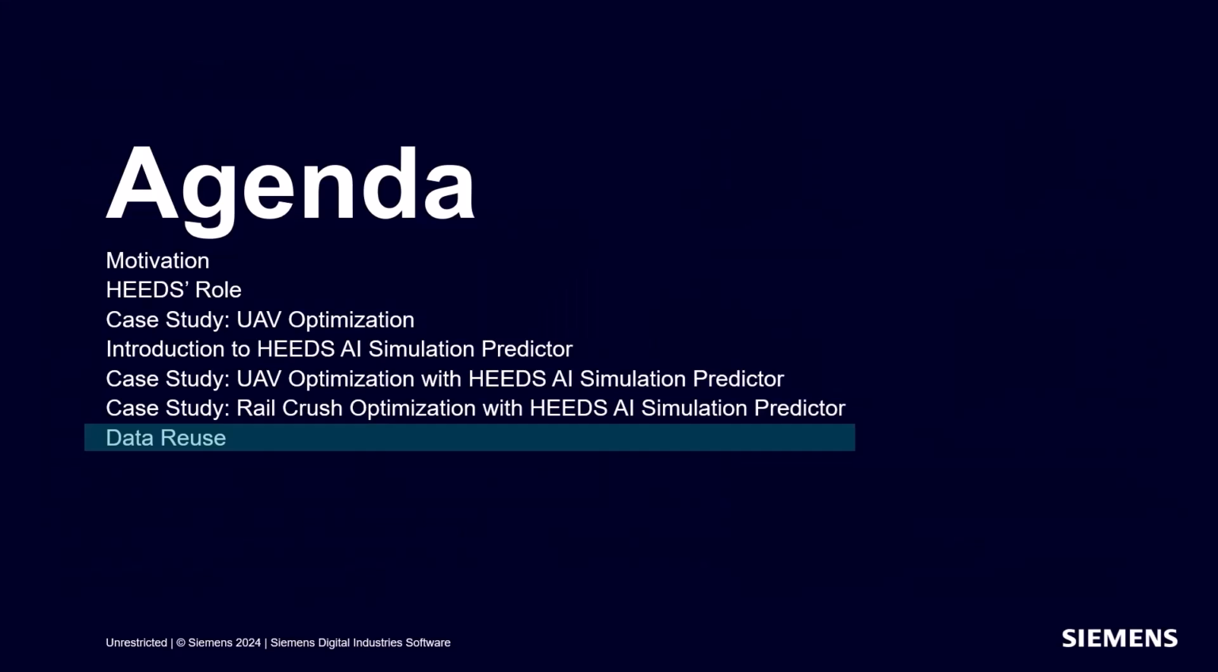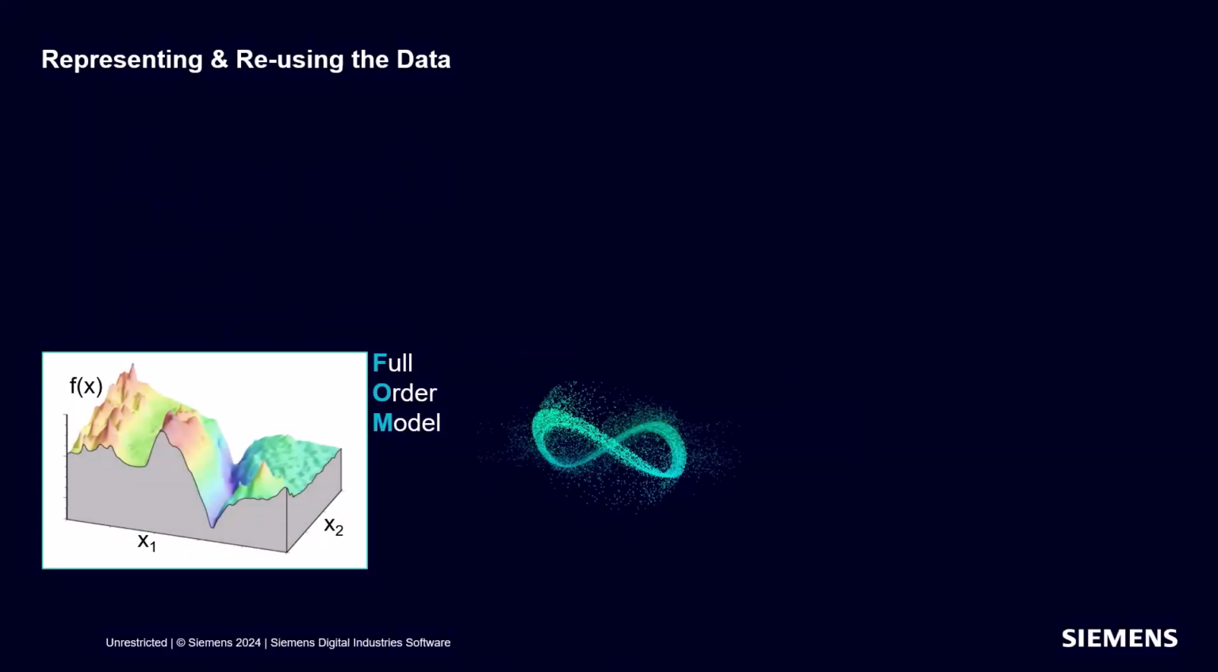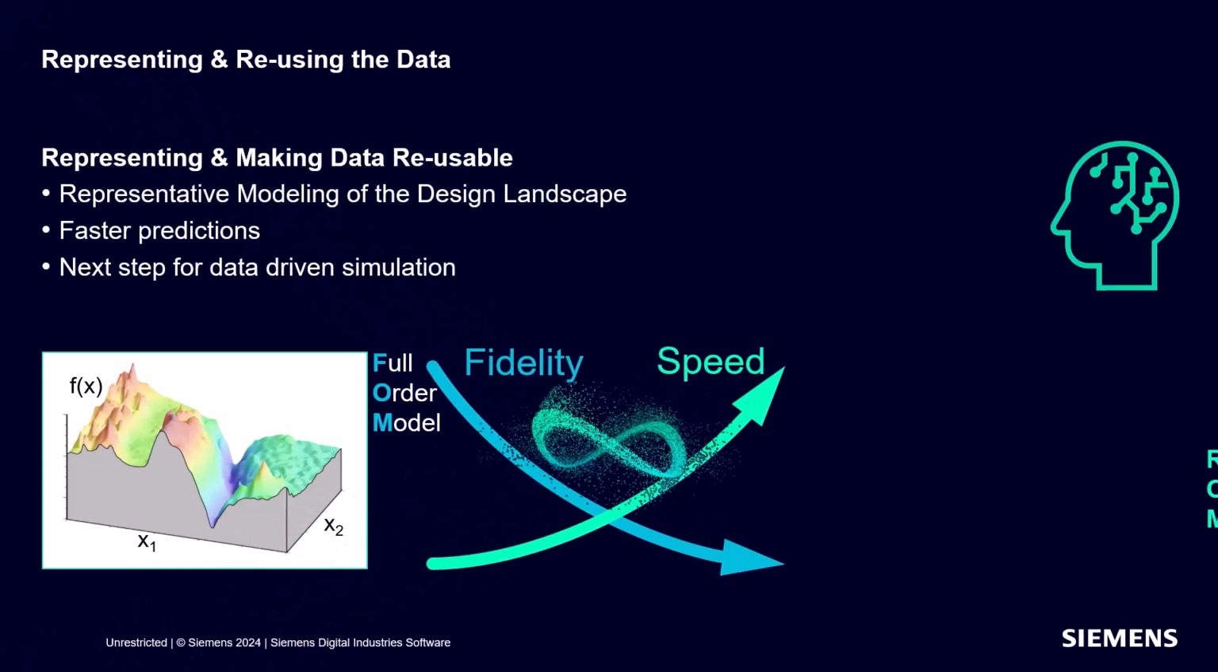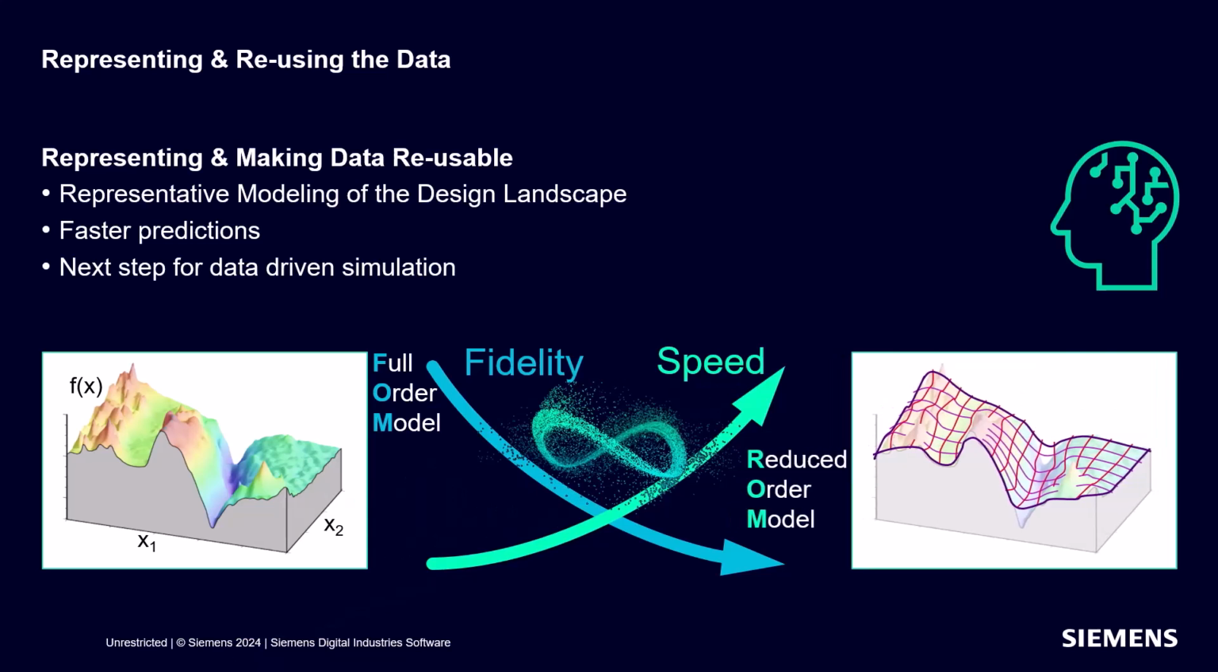Finally, let's consider an additional important aspect to HEEDS AI Simulation Predictor: data reuse. One of the key aspects of understanding when considering HEEDS AI Simulation Predictor is the concept of full-order models, referred to throughout this video as real CAE simulation models. The idea behind HEEDS leveraging AI is to supplement this with a trade-off between fidelity and speed, through leveraging of various AI techniques that can be classified broadly as reduced-order models or ROMs.